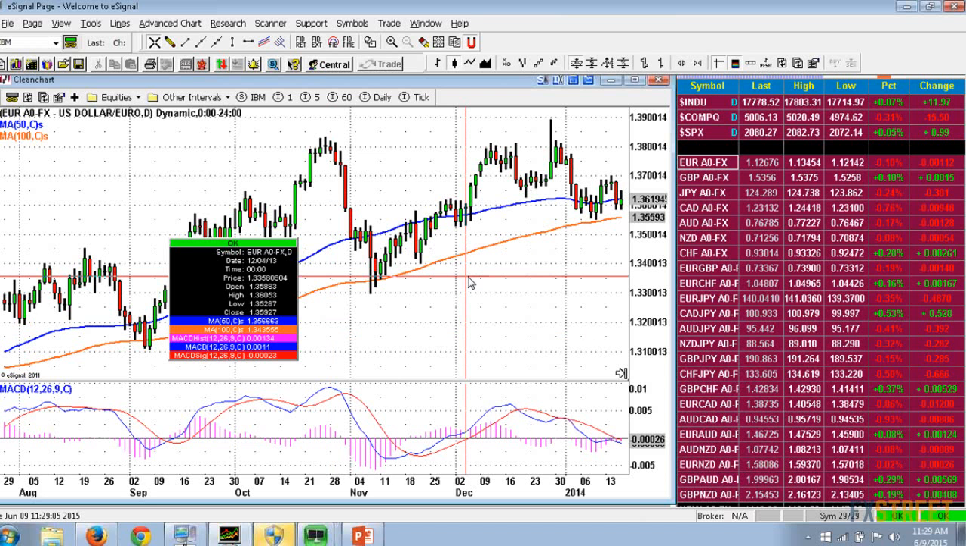So we looked at using the Bollinger Bands to pick a top and bottom in daily charts, and to pick a top and bottom in 15-minute charts. We used the MACD and the moving averages to help us join a trend-based move.